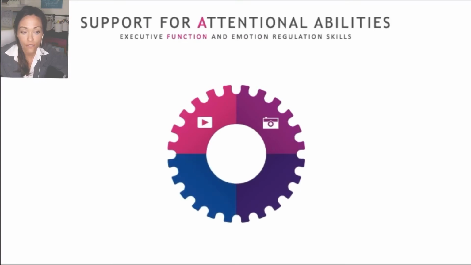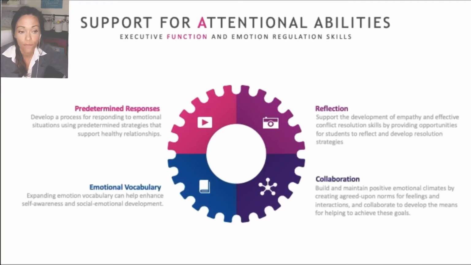The Yale Center for Emotional Intelligence suggests the following strategies to support emotion regulation skills. Educators can build and maintain positive emotional climates by creating agreed-upon norms for feelings and interactions and collaborating to develop the means for helping their students achieve their goals. They can enhance self-awareness and social-emotional development by promoting a nuanced emotion vocabulary and incorporating a broad range of emotion regulation strategies into their classrooms.